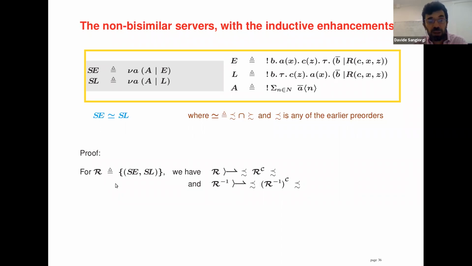In fact, even simpler, because here I can work with a relation that has just a singleton pair, the eager and the lazy system. And what I can do is I show that such a relation semi-progresses to this thing here. So this is semi-progression up to preorder and up to context. As I said, this is an arbitrary preorder, so any of the preorders that I mentioned before.